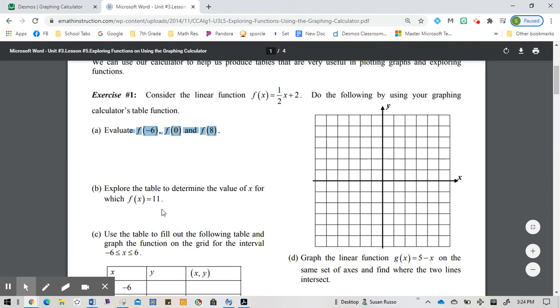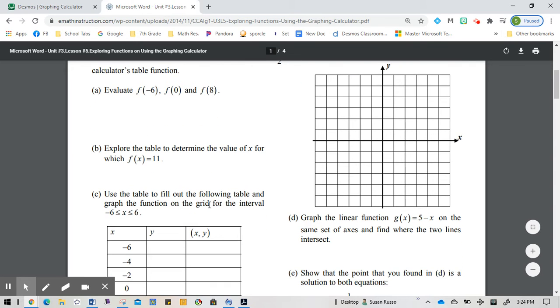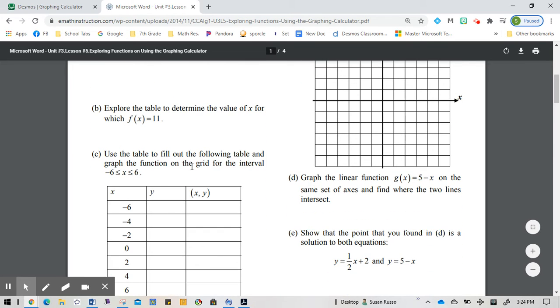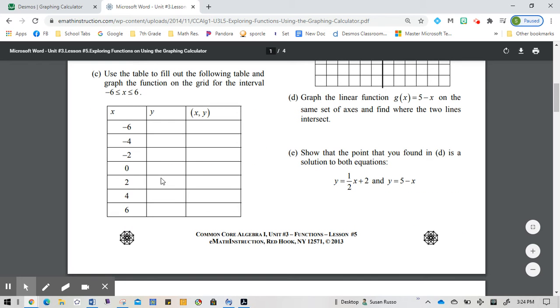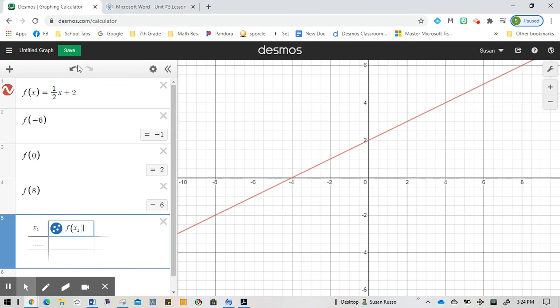The PDF says, we're going to skip question B for right now. Use the table to fill out the following table and graph the function on the grid for the interval. It says -6 is less than or equal to x, which is less than or equal to 6. So it wants us to go when x is -6 to 6. But if we look at the table here, they're actually counting by 2's. So it doesn't need every value between -6 and 6, but by counting by 2's.